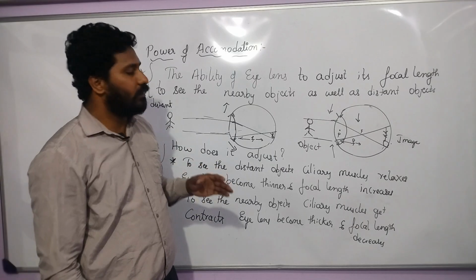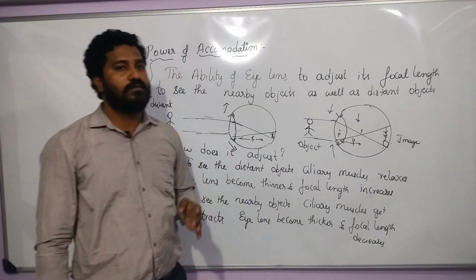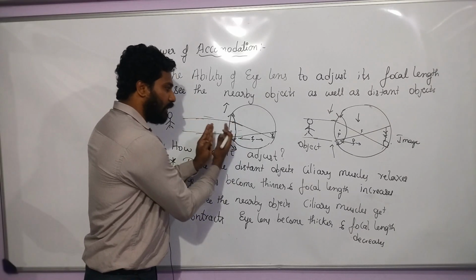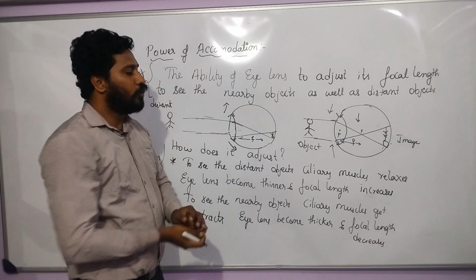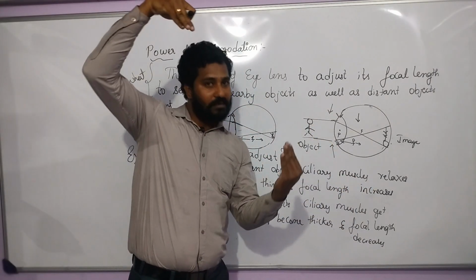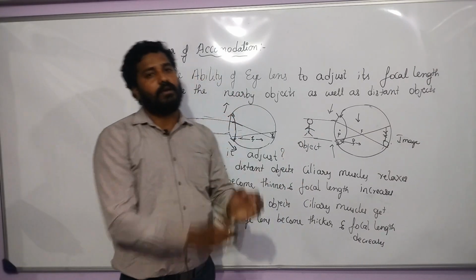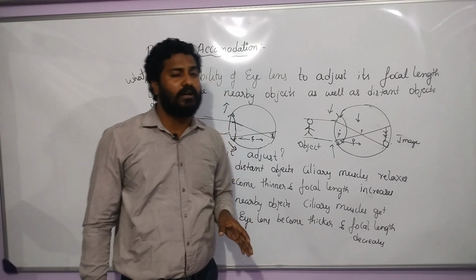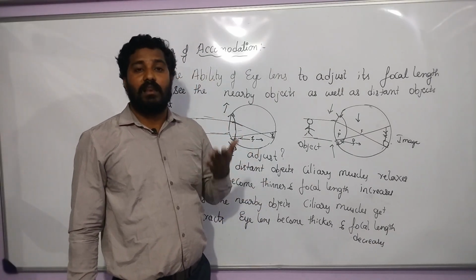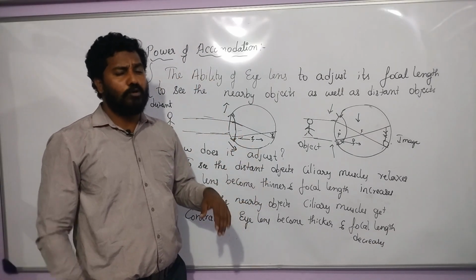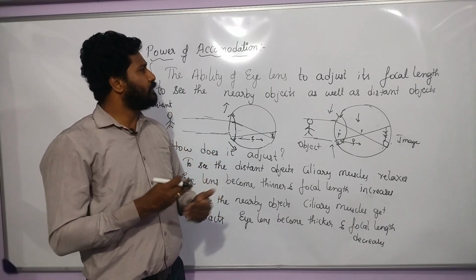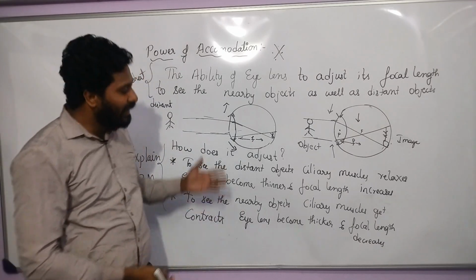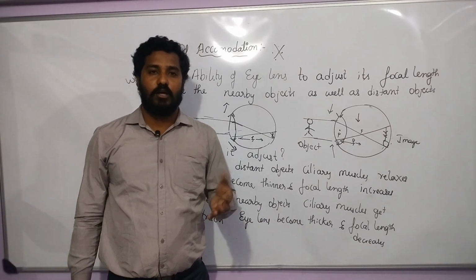These 3 things are very important. To see the distant object, ciliary muscles relax, eye lens becomes thin, focal length increases. To see the nearby object, ciliary muscles contract, eye lens becomes thicker, and focal length decreases. Most of the old question papers, and last year's too, repeated this: what is power of accommodation? Very important topic. Note it down and write it as it is. Definitely you will get good marks.